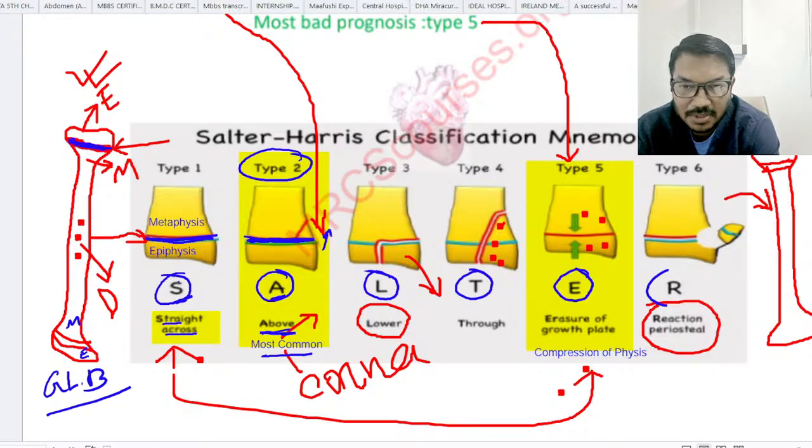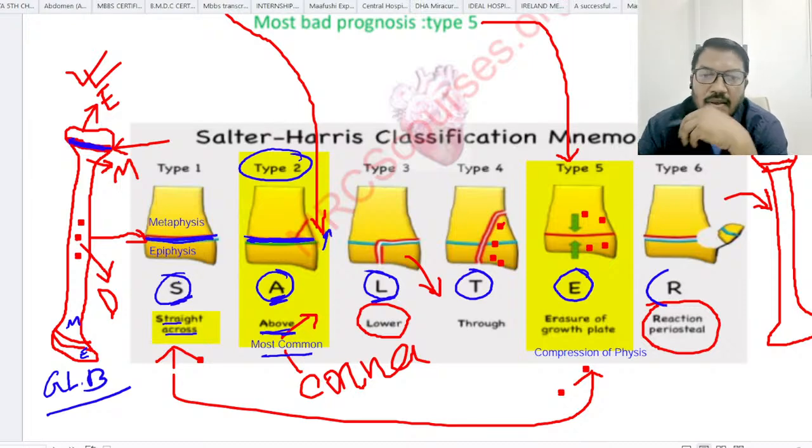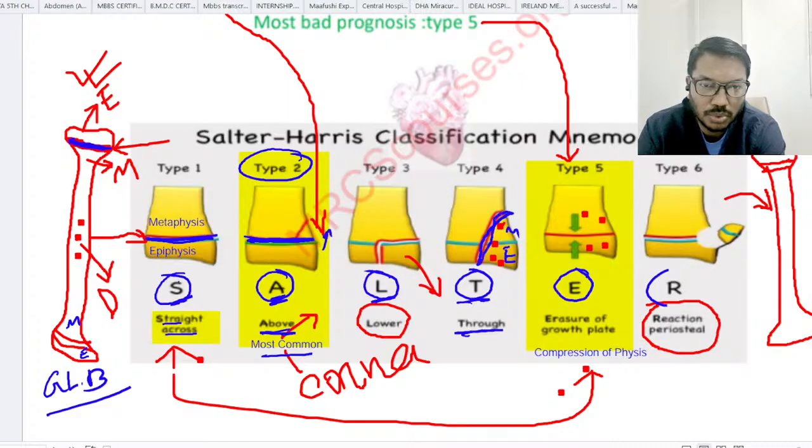Then type 3, it is SAL, L for lower. So definitely it will be in the lower part. It will come into the epiphysis. And then SALT, T for through. It is going through both the epiphysis and metaphysis.